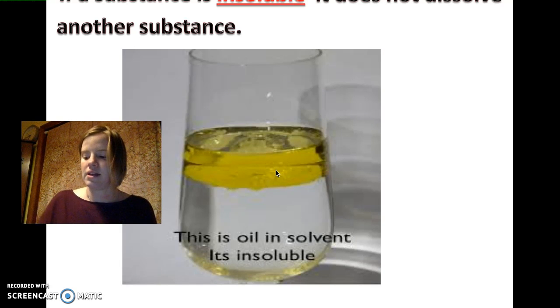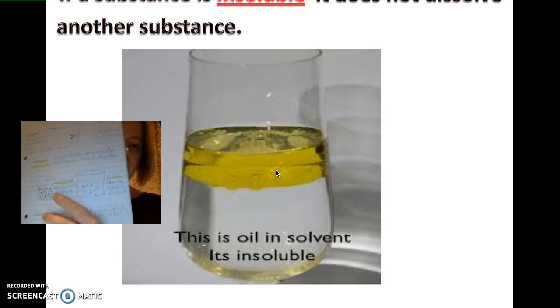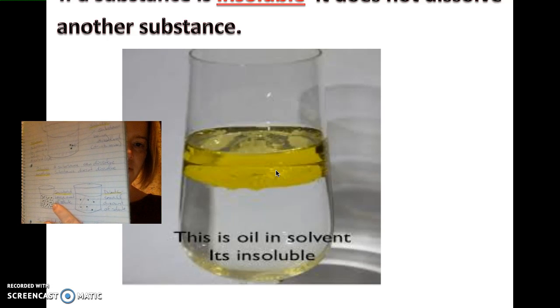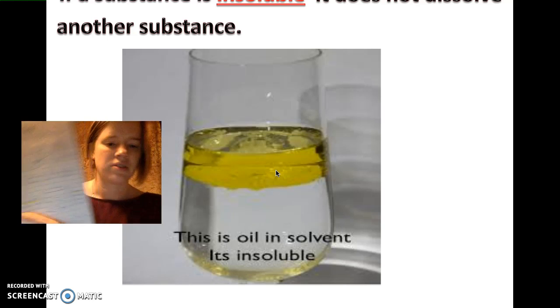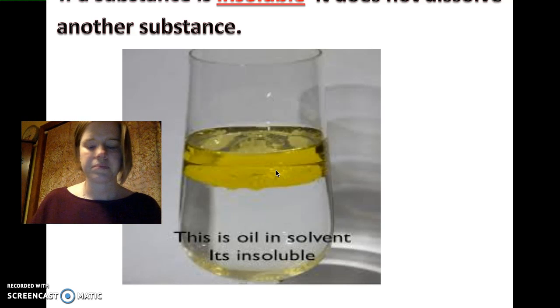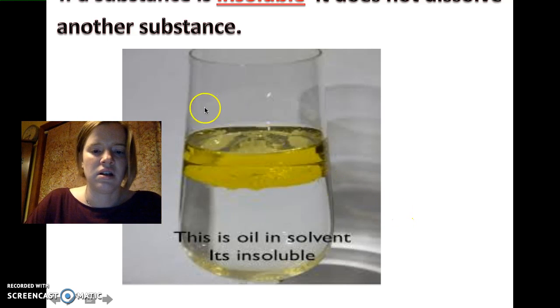Next is insoluble. So you're going to write that right underneath again. Next line down. Insoluble is a substance that doesn't dissolve. So oil and water are a good example. Oil does not dissolve in water. It's insoluble.